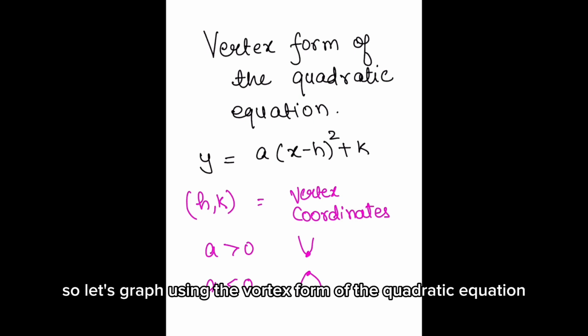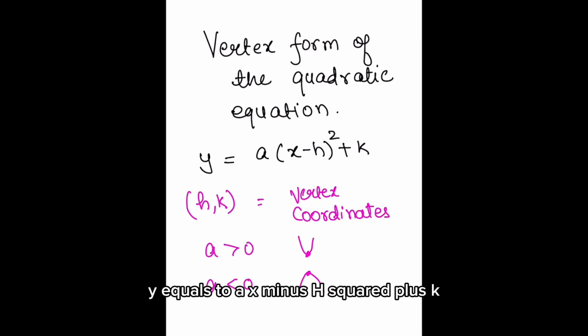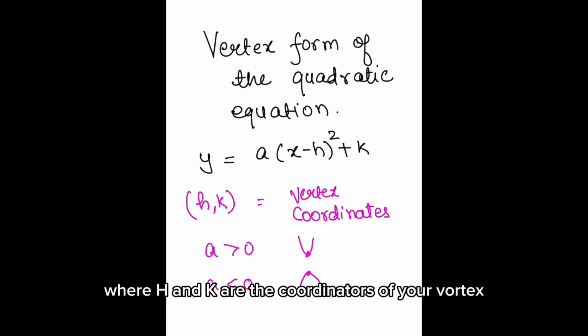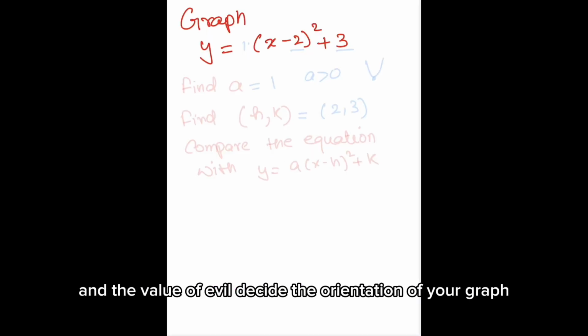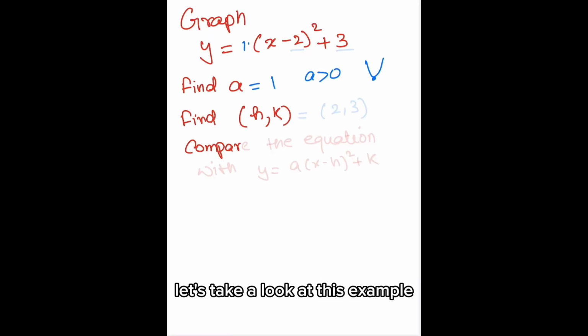So let's graph using the vertex form of the quadratic equation, y equals a(x minus h) squared plus k, where h and k are the coordinates of your vertex and the value of a will decide the orientation of your graph. Let's take a look at this example.